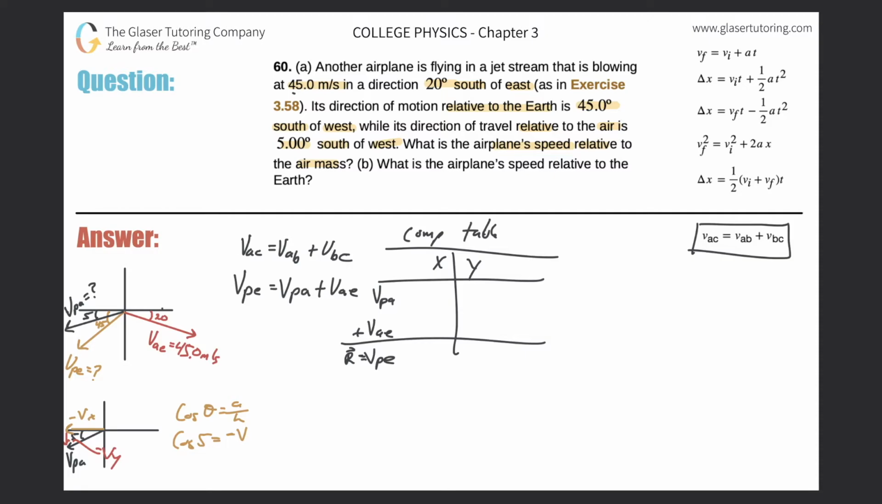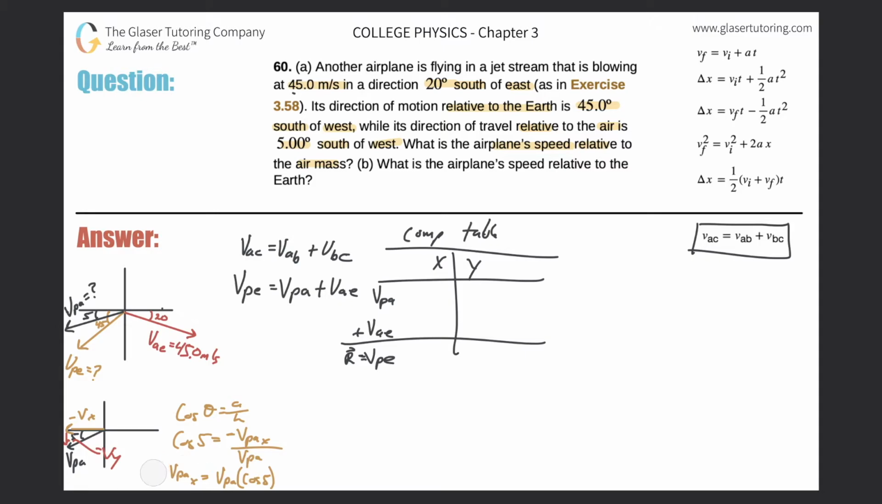Negative velocity of the plane relative to the air in the X direction divided by the velocity of the plane relative to the air. So if you notice, this would be negative velocity of the plane relative to the air in the X component equals, you just cross multiply here, right? This would then equal velocity of the plane relative to the air multiplied by cosine of 5. Okay? Now, just take this negative and bring it on over.